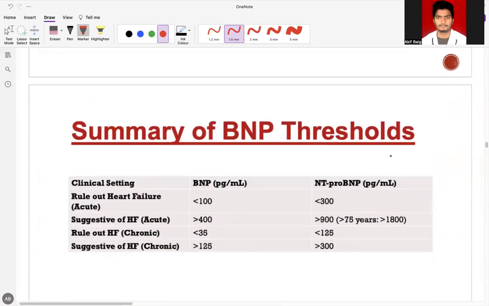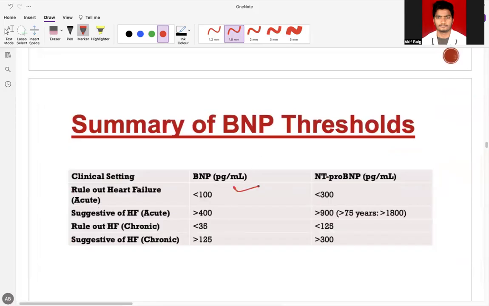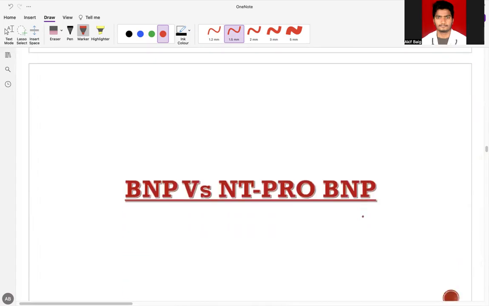So coming to BNP thresholds, less than 100 rules out heart failure. In NT-proBNP, less than 300 rules out heart failure. In acute settings, more than 400 of BNP is suggestive of acute heart failure, and more than 900 of NT-proBNP. For chronic heart failure, suggestive of heart failure is more than 125 of BNP and more than 300 of NT-proBNP.